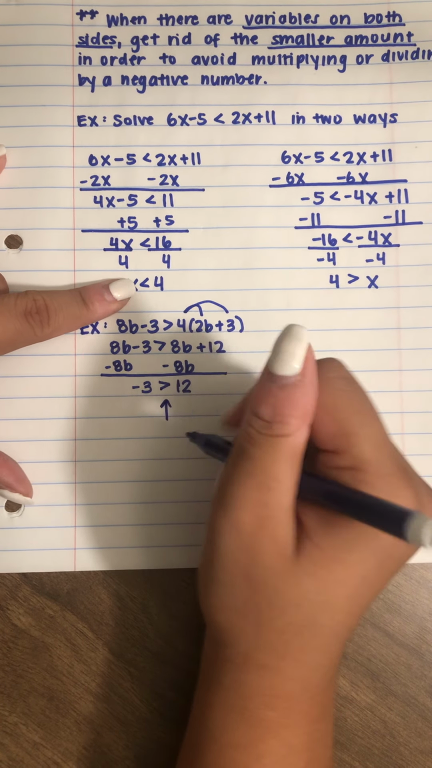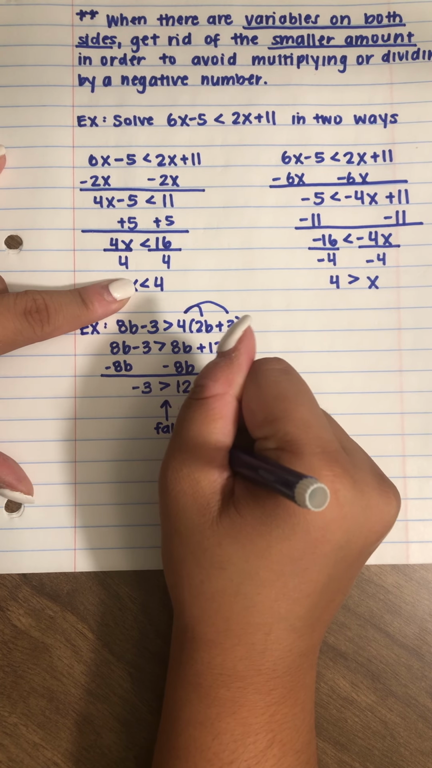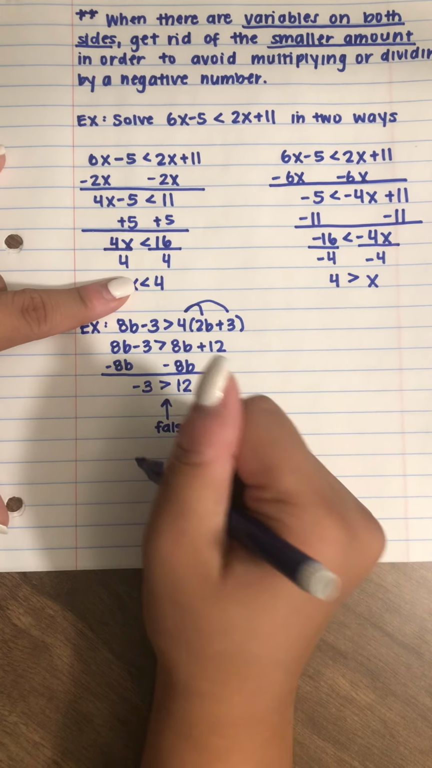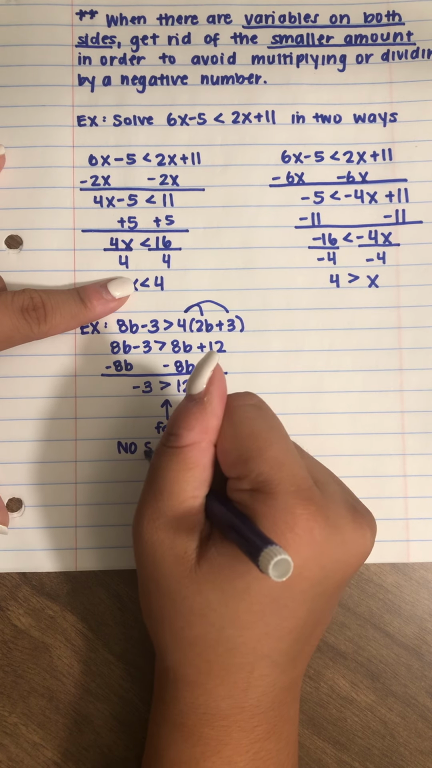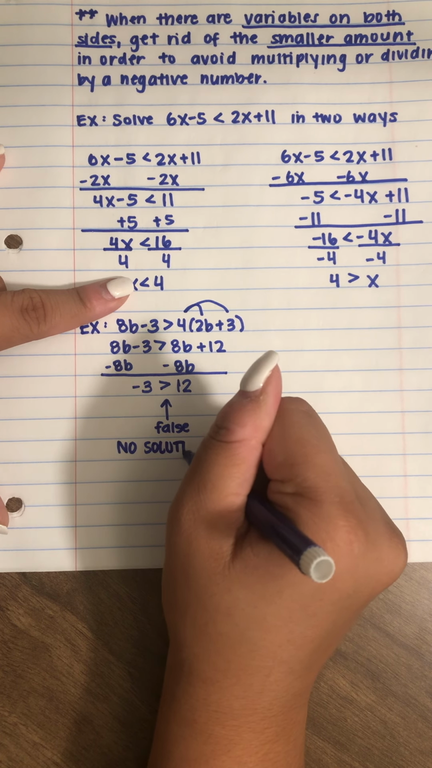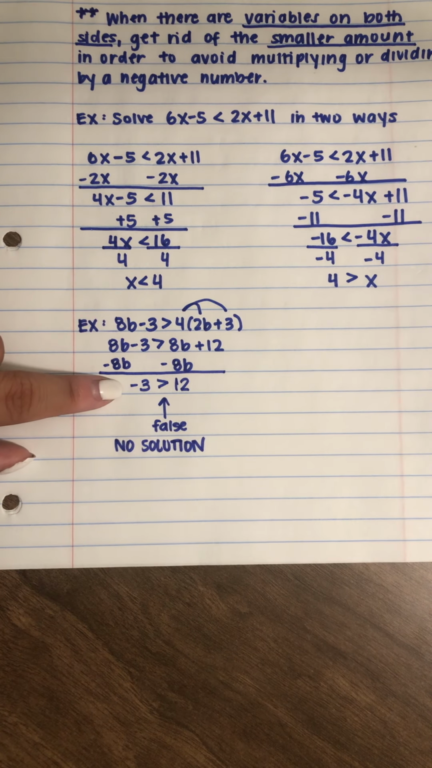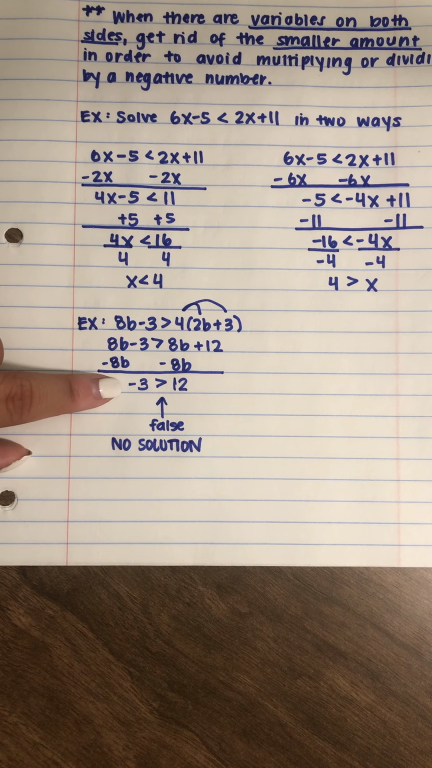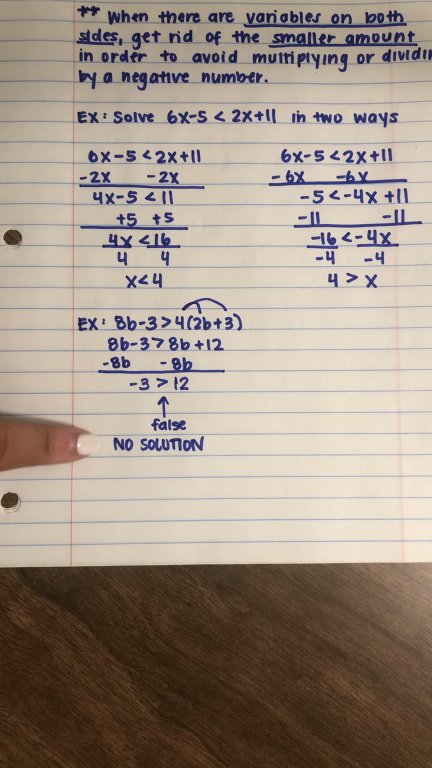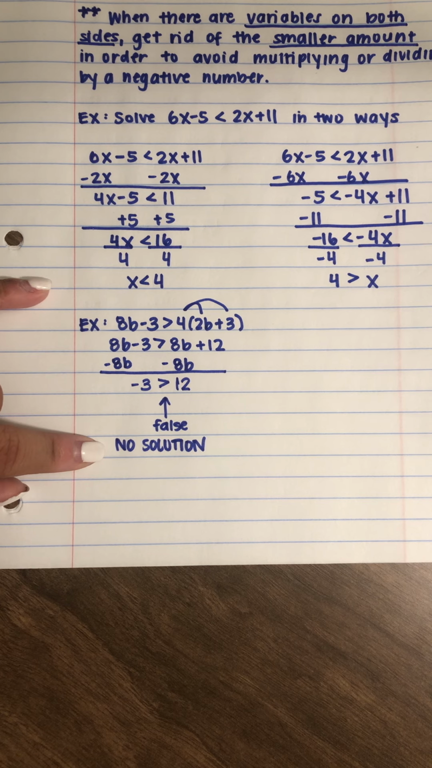This right here is a false statement, meaning just like our equations, we are left with no solution. So when we are left with no variables and a false statement, we also will have no solution when solving inequalities.